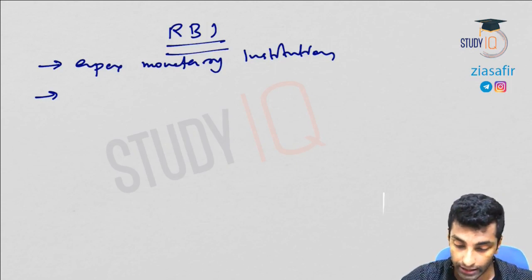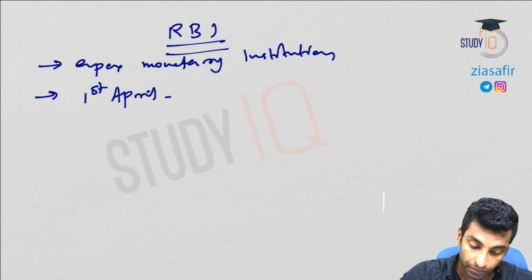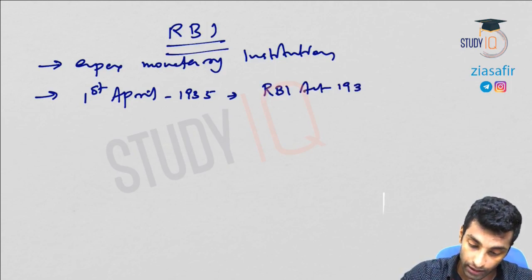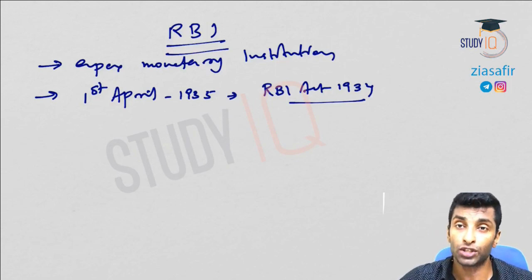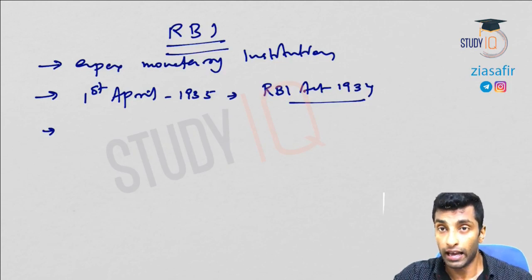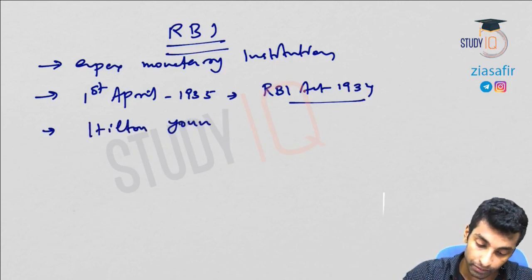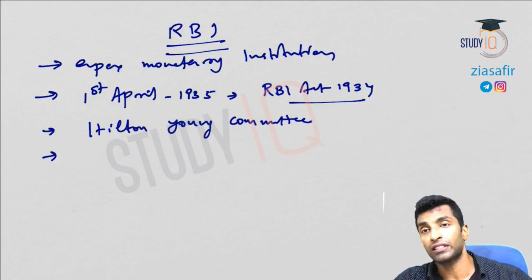So apex monetary institution. When was it established? On 1st April 1935. Under which act? RBI Act, 1934. Okay, based on which committee's recommendation was it established? It was established on the basis of the Hilton-Young Commission's recommendation. Okay, now was it established in the private sector or public sector?